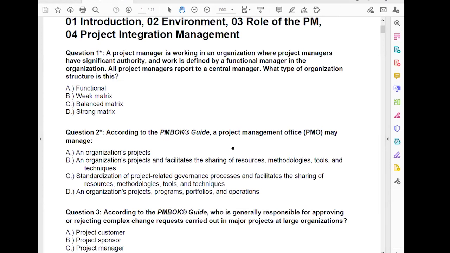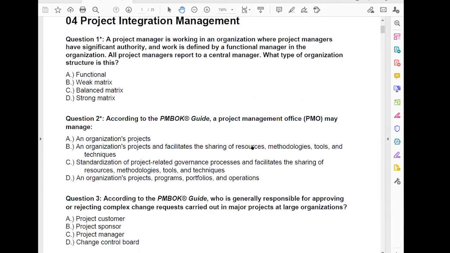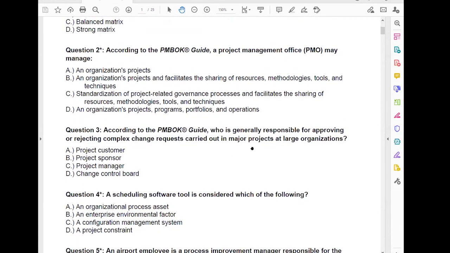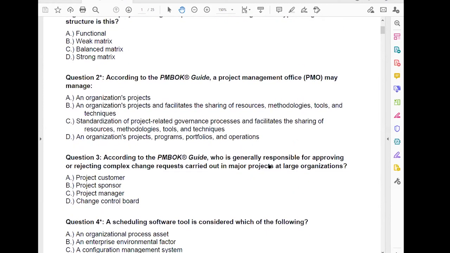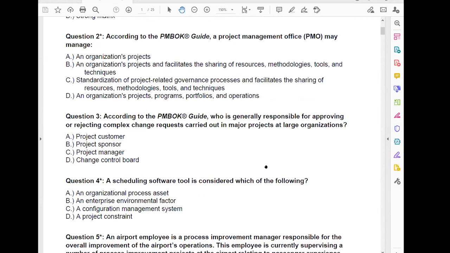Sabihin nyo na ba agad yung sagot, sir, o mamaya na? Mamaya na. Okay. Dahil yung answer key nasa baba. So 1 minute lang, sir. Hindi ko rin alam ang answer eh. Kasi parang maiba. Wala to sa mga terms na pinag-aralan natin. Nakalimutan ko na yung exam eh. Tapos na. Okay na? Okay. Number 2 na pala.